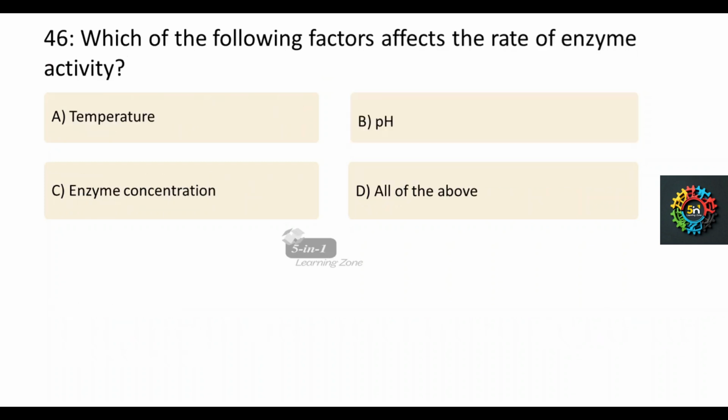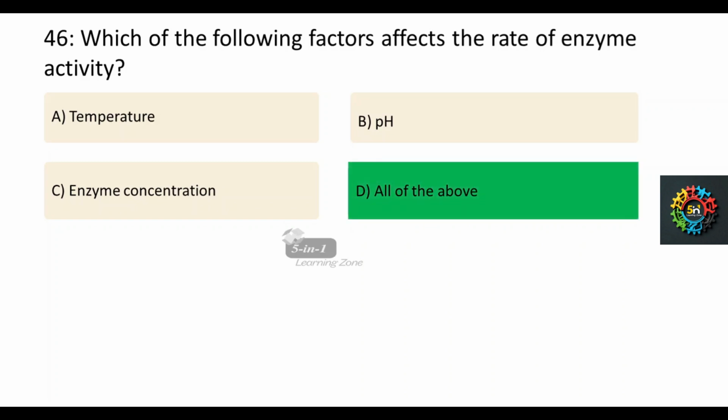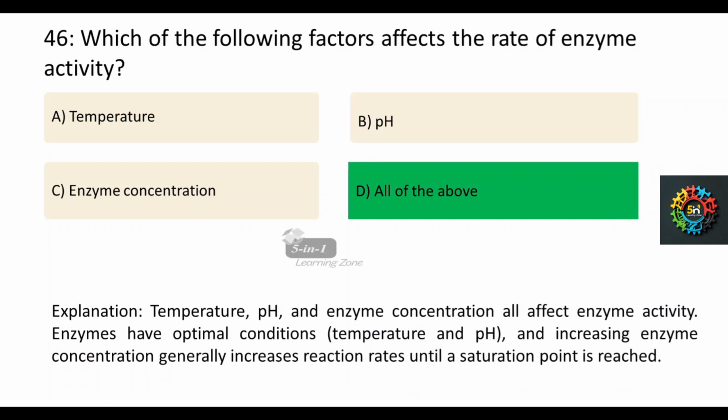46. Which of the following factors affects the rate of enzyme activity? Answer: D. All of the above. Explanation: Temperature, pH, and enzyme concentration all affect enzyme activity. Enzymes have optimal conditions, temperature and pH, and increasing enzyme concentration generally increases reaction rates until a saturation point is reached.